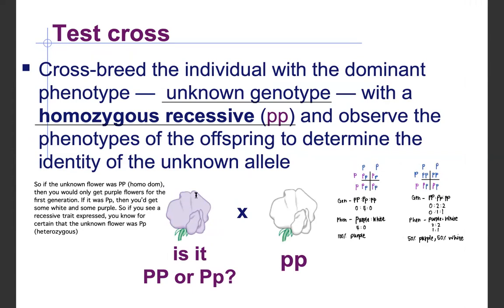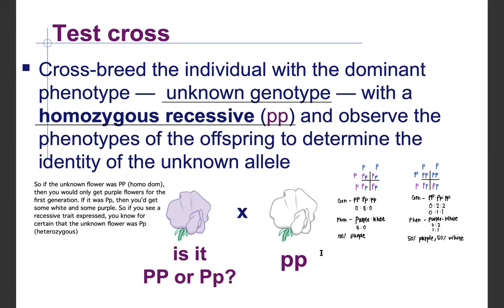If this was heterozygous, so capital P lowercase p, and we crossbred them, we'd have 50% of the offspring that are heterozygous, which are purple, and 50% of the offspring that are homozygous recessive, so lowercase p lowercase p, which means that 50% of the offspring are white and the other 50% are purple.